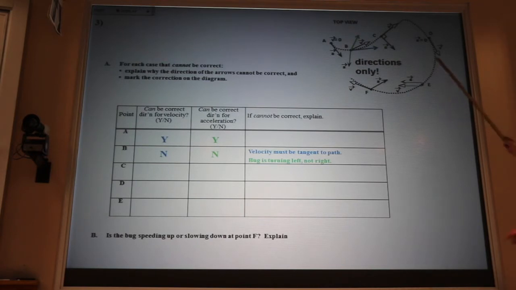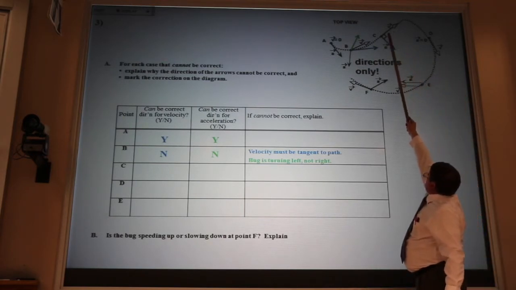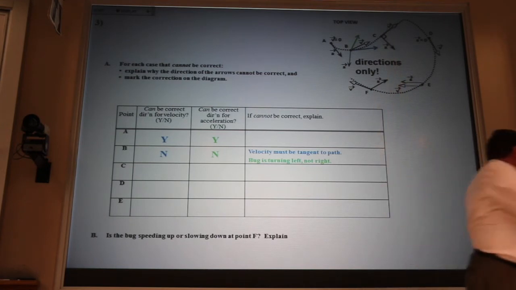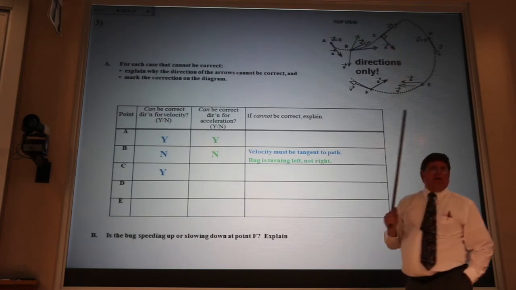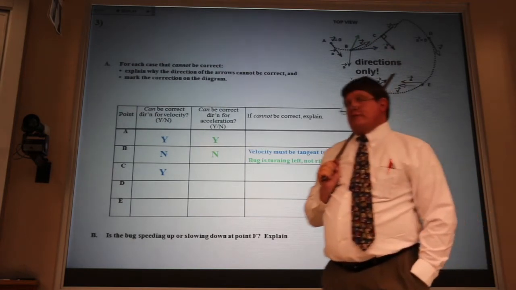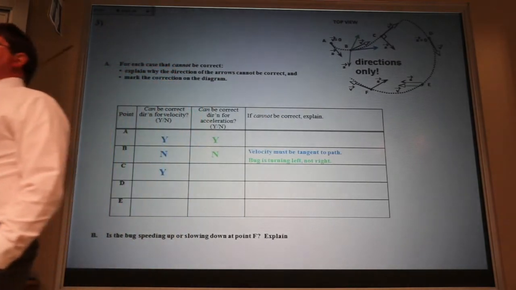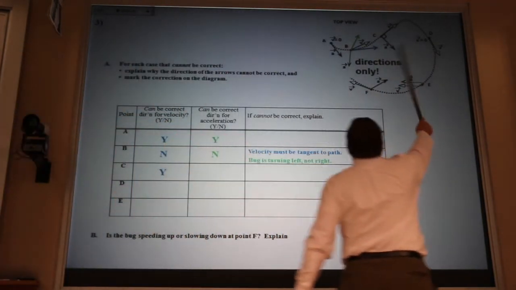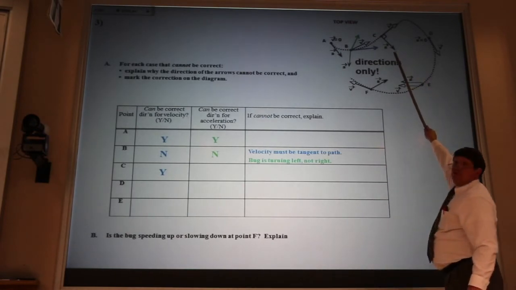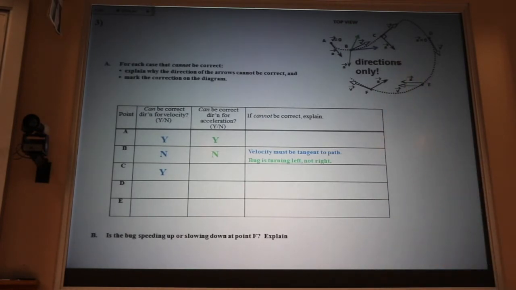Now, what about that velocity vector at C? Is that good? That's good. Now what about that acceleration there? That's 90 degrees. 90 degrees is cruise control. That's okay, right? No. 90 degrees is cruise control and turning. Is that bug turning? No, that's a straight track. And so this acceleration is impossible. That would make the bug turn to the right. The bug can't stay on the path if it turns to the right.